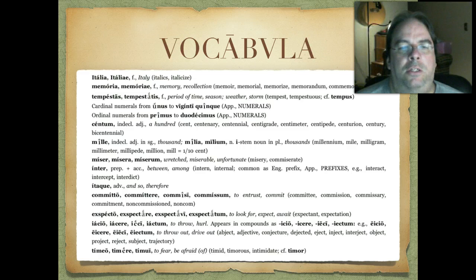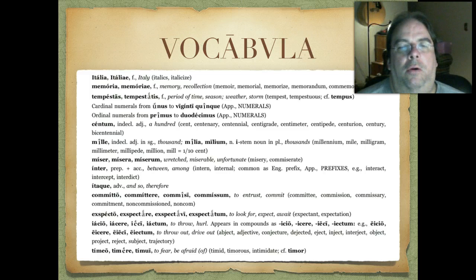So here are some verbs. Committo, committere, commisi, commissum, to entrust or to commit. Expecto, expectare, expectavi, expectatum. It means to look for, to expect, or to await something to happen. And here's one of my favorite Latin verbs, iacio, iacere, ieci, iactum. That I eventually turns into a J, and that's where we get words like javelin. It means to throw or to hurl. When I was memorizing stuff for Latin, that's one I always remembered: iacio means to hurl or to throw things.